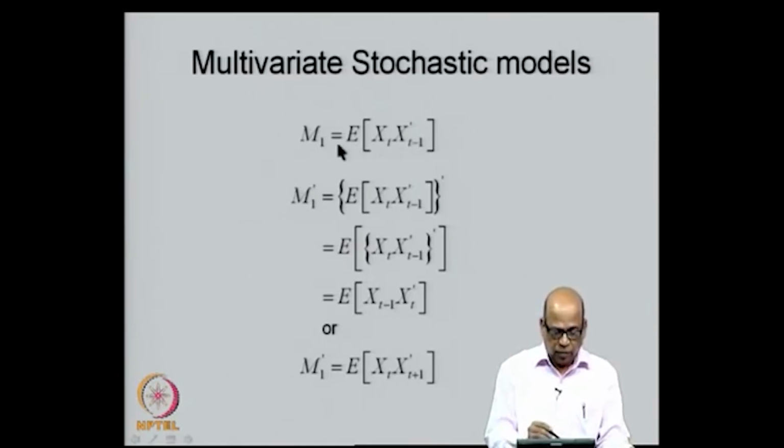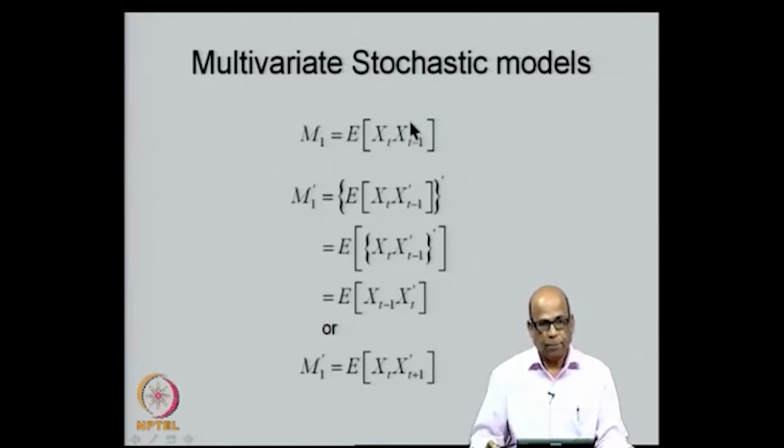We defined m 1 to be the expected value of x t minus 1 prime. So, m 1 prime will be the expected value of x t minus 1 prime, the whole prime, that is the expected value of x t minus 1 prime. This is a matrix, so I am taking the transpose of that. Now, because this is a matrix, I write this as the expected value of x t minus 1 prime.